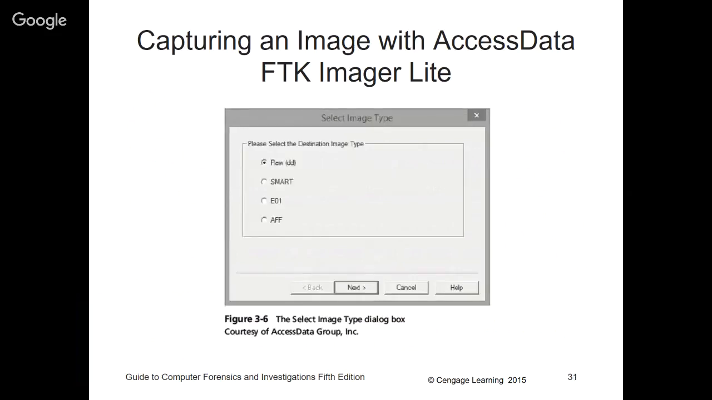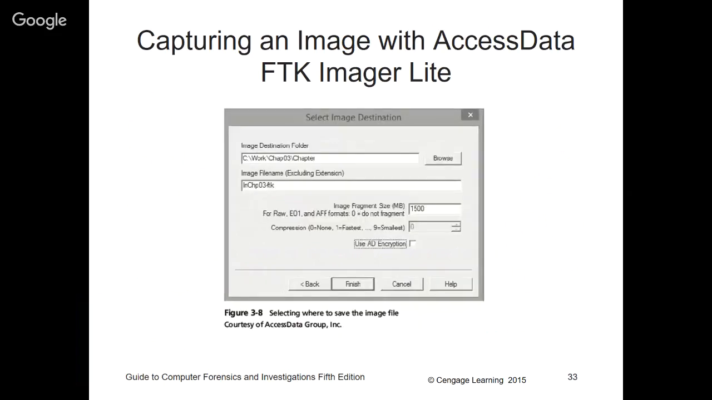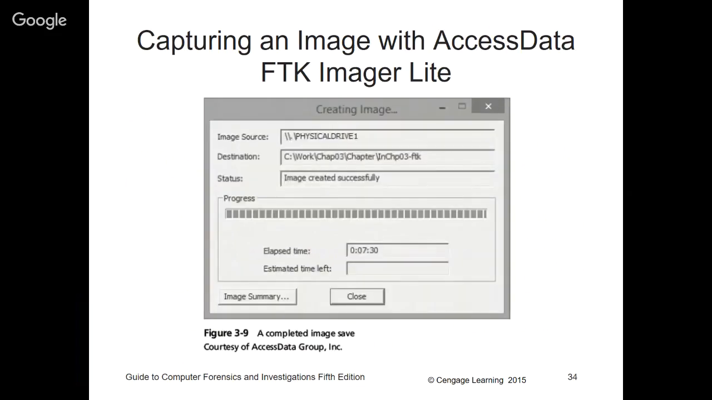the image type, case number, evidence number, description, you the examiner, and notes about that evidence. Choose the destination, that's where it's going to go on your forensics machine, and start your image. You get to see the summary and how it goes through and its progress.